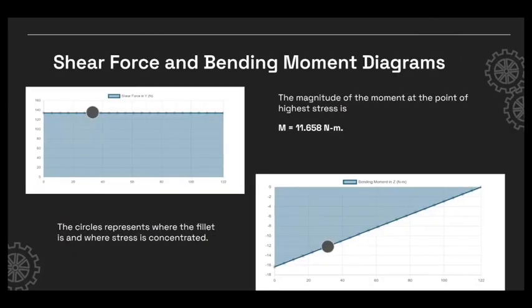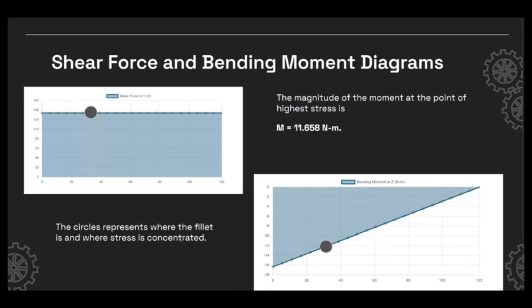Shown here are shear force and bending moment diagrams. The shear force diagram shows that the force is constant across the entire beam. Because we're looking at fatigue failure, we're assuming that any stress due to shear is negligible. The bending moment diagram shows how the moment is highest near the connection point, and the circle represents where the fillet is, and this is where the stress would be higher.